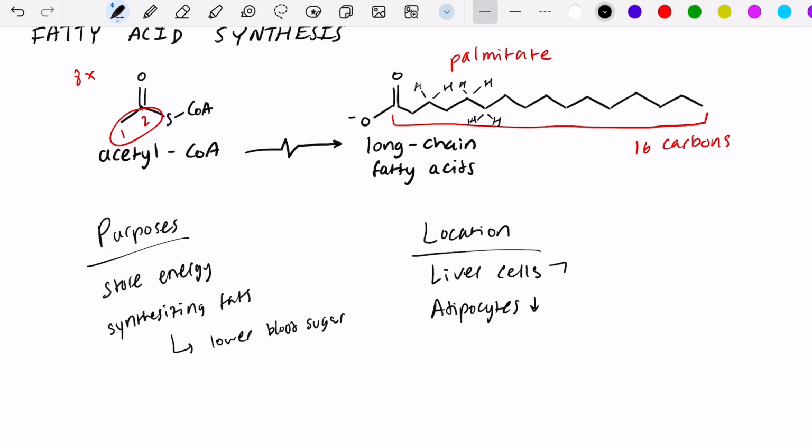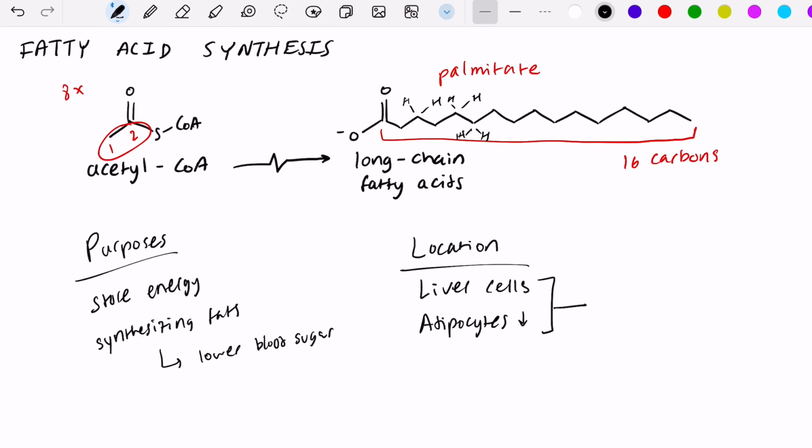Okay, so where in these cells does it happen? That's very important. So in the cells, fatty acid synthesis occurs in the cytoplasm of the cell.